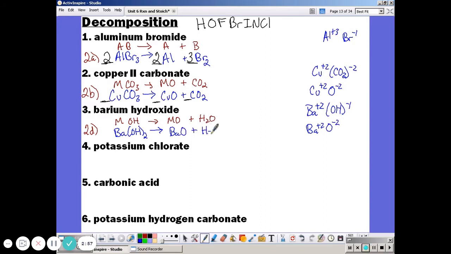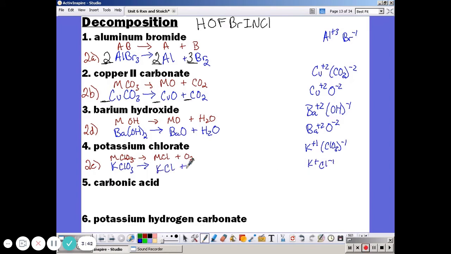1 Ba, 1 Ba, 2 oxygens, 1 plus 1 is 2 oxygens, 2 hydrogens, it's balanced. Potassium chlorate. Potassium is K plus 1. Chlorate is ClO3 minus 1. Cross your charges, KClO3. So in my reference table, I'm going to follow along with the metallic chlorates, which would be 2E. MClO3 decomposes into MCl plus O2. So my metal is potassium. Chlorine is -1, so that's KCl plus O2.